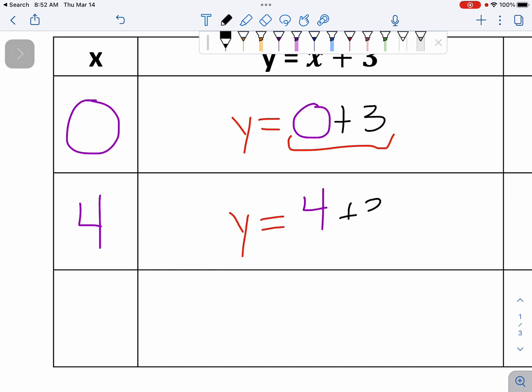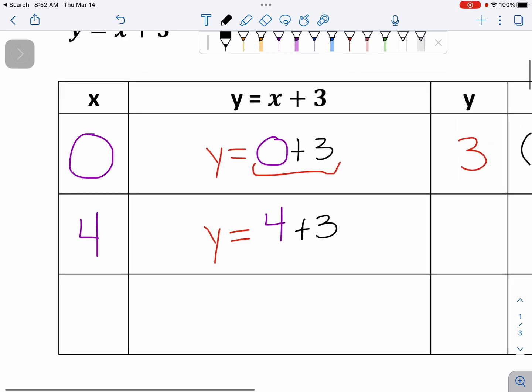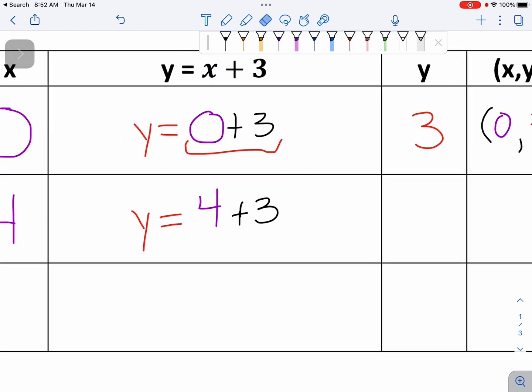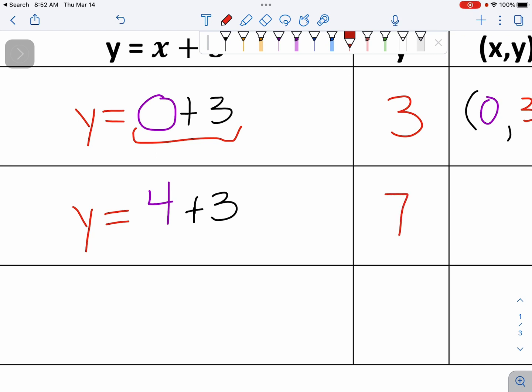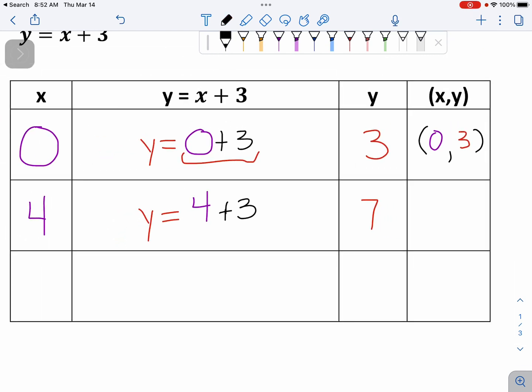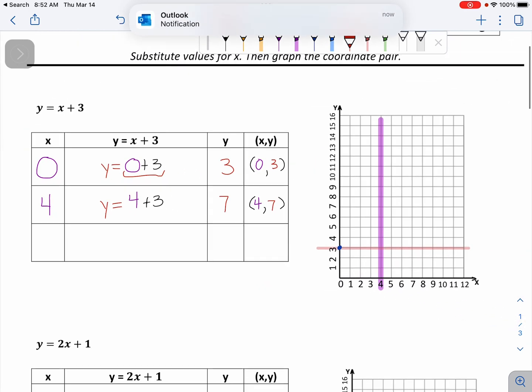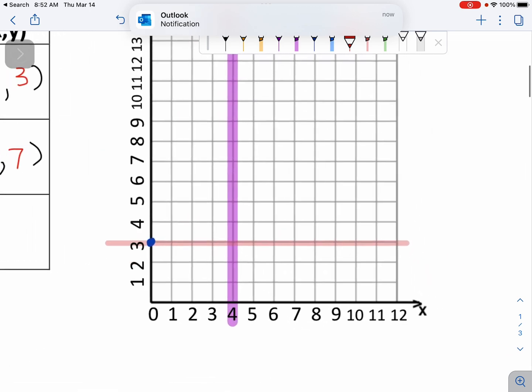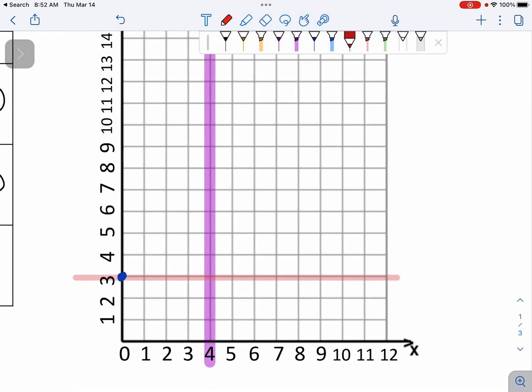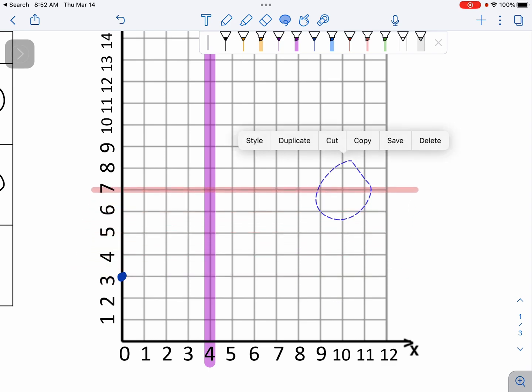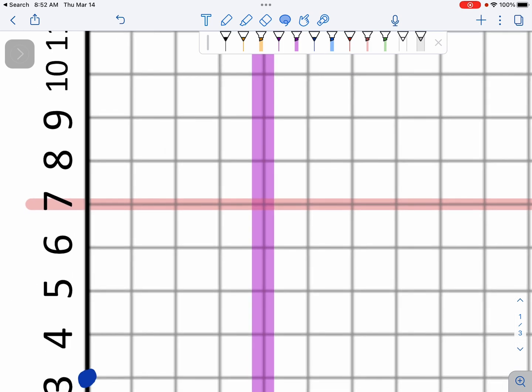4 plus 3. The only thing that has changed is this x value. Do you notice that y equals is the same and plus 3? All right, 4 plus 3 is another pretty easy problem, is 7. So in parentheses, I now have 4, comma, 7. Okay, let's graph that one. I already have x is 4, so now I'm going to grab my red line, my horizontal line, and find where y is 7. That's the up and down, and make another dot.